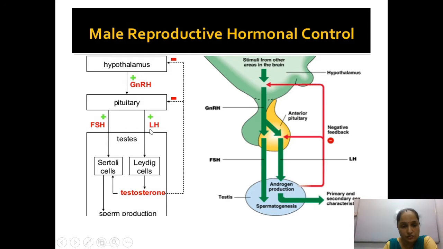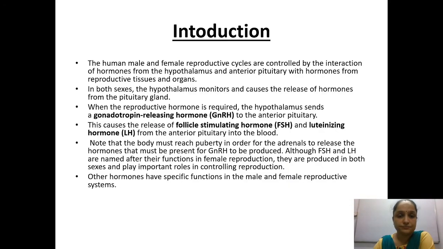And here you can see this luteinizing hormone, which is also known as ICSH. It is going to act on the Leydig cells, and ultimately it will be secreting testosterone. And testosterone is also going to have an effect on the Sertoli cells, and finally the sperm production will be there. Introduction, we are going to start.